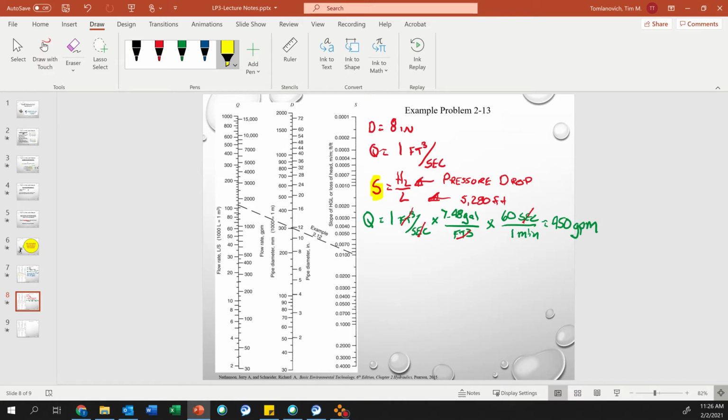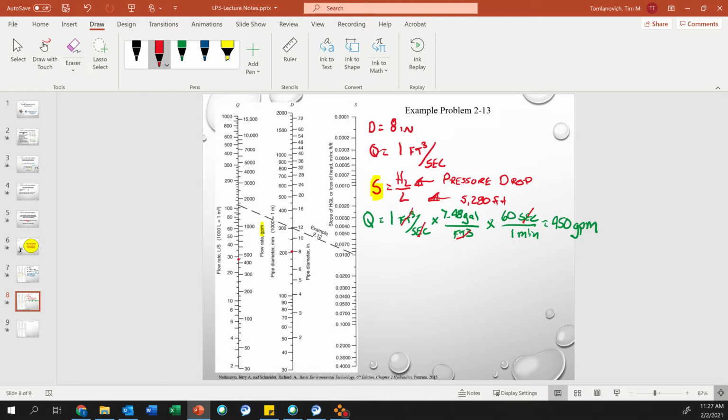All right, so now we need to solve for S. We have D, we have Q. So basically what we do here, I'll use my red. We know Q, the flow rate in gallons per minute, is 450. So that's between 400 and 500, so we start there. We know our diameter is 8 inches. Look at your units here. It'll tell you what units you need to be in, so if you're not in those units, you better do some conversion.